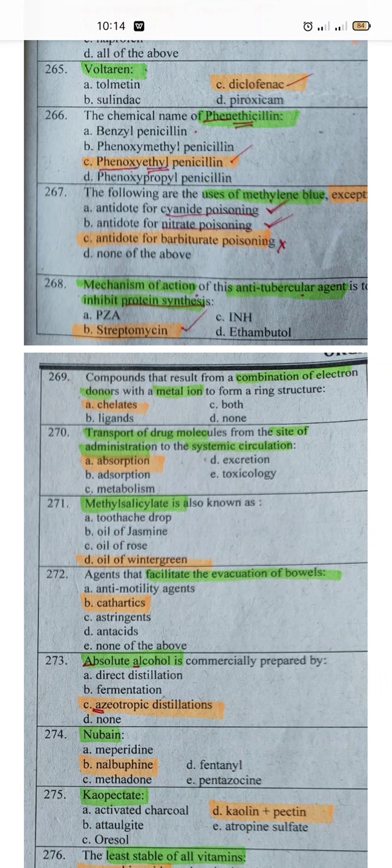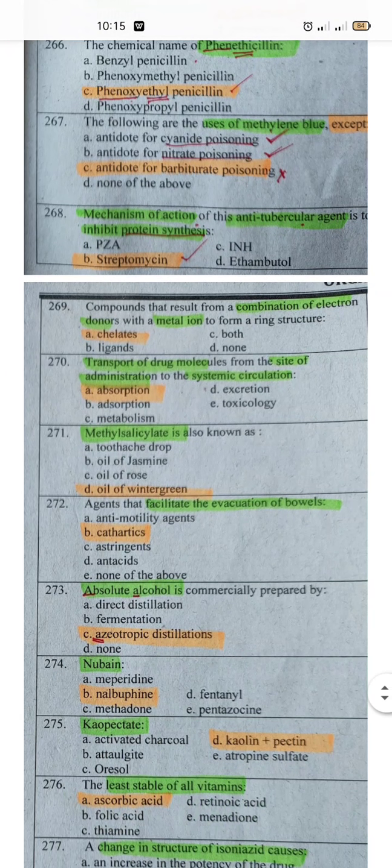270, transport of drug molecules from the site of administration to the systemic circulation. That is the definition of your absorption. So absorption, it is the transfer of a drug from its site of administration to the bloodstream. So transport from the site of administration to the systemic circulation.